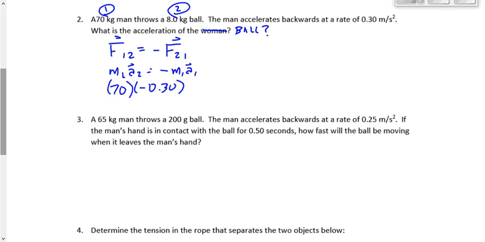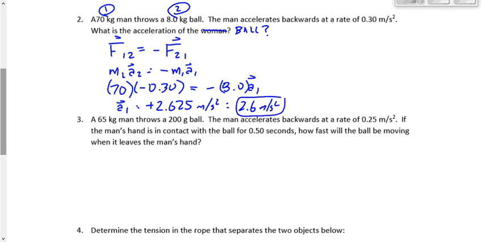So M1 times A1 is equal to negative the mass of the ball, which is 8 kilograms, times the acceleration of the ball. So we're going to solve for A here. 70 times negative 0.3 gives me negative 21. Negative 21 divided by negative 8 gives me 2 and 5/8, 2.625. Positive 2.625 meters per second squared, which to 2 digits is 2.6 meters per second squared. How many people got 2.6 for that? Good, good. Now let's take a look at number 3.